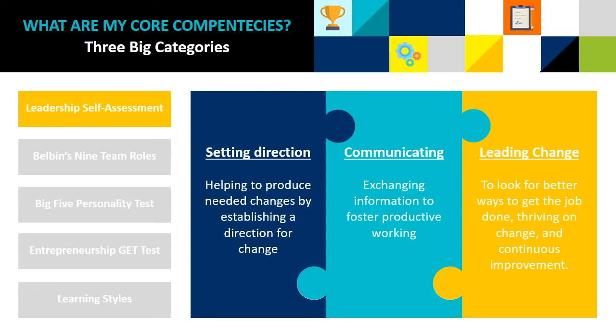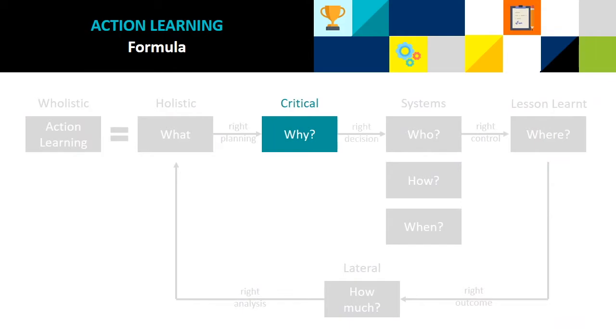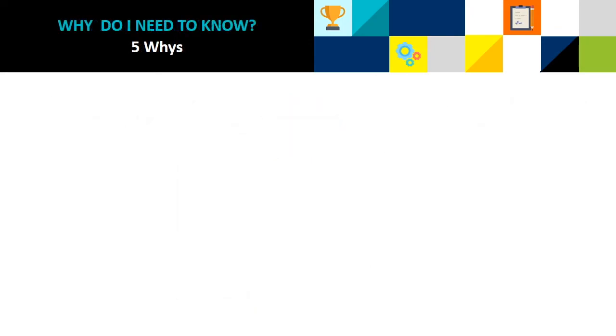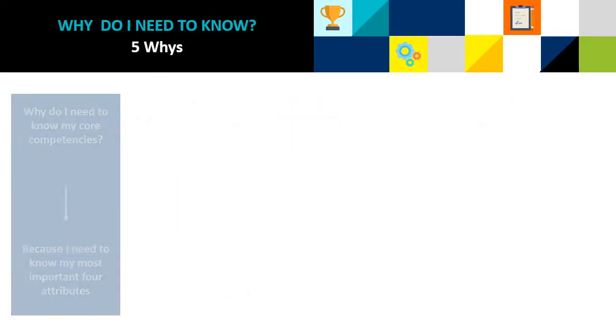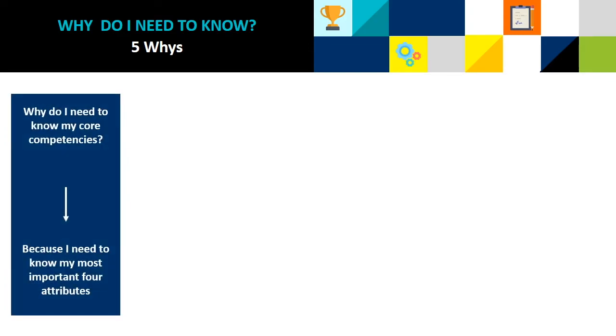So, after knowing my core competencies, the next thing that I need to do is to think critically in order to answer the question about why I need to know my core competencies. To help me think about this question critically and develop a good answer, I will not only ask one why, but 5 whys. So the first why is, why do I need to know my core competencies? It's because I need to know my most important 4 attributes.